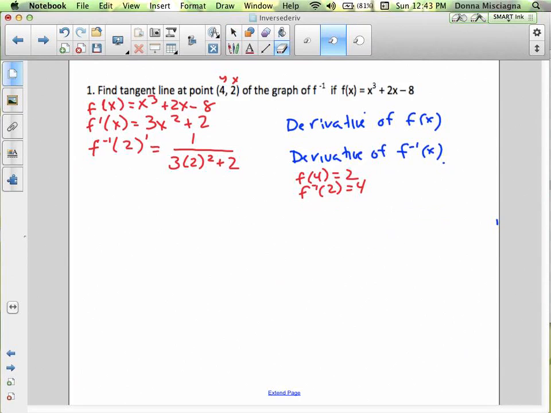Okay. All right, so the derivative of our inverse at 2 is going to be this value here. The derivative of the inverse is going to be 1 over 3 times 4, which is 12, plus 2, so 1 over 16. All right, so 1 over 16 is going to be our slope. This is the slope of the tangent line.